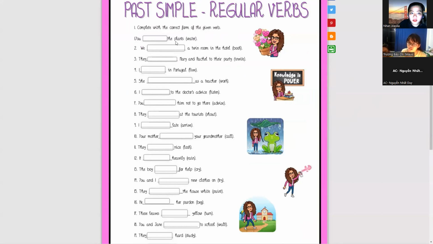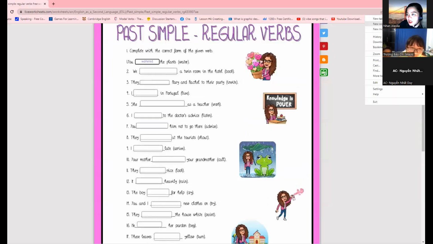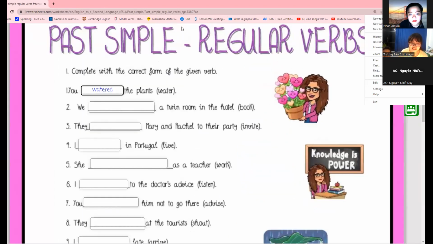Maya, number one, read and answer. By the way, you need to put the words in the parentheses in past simple regular verbs. Are you ready? Okay, number one, please. Can you read the sentence for me? I watered the plant. All right.